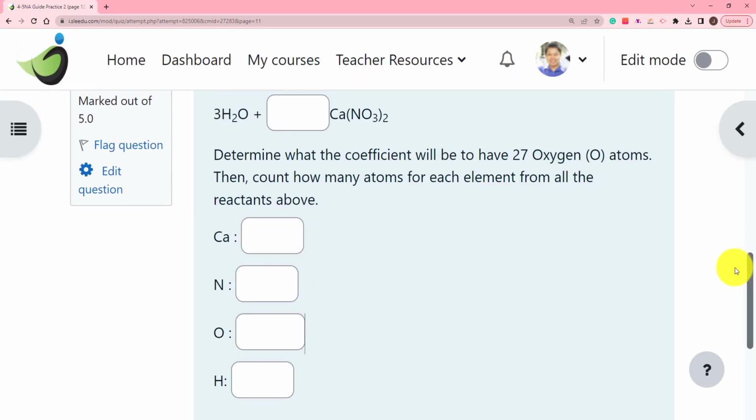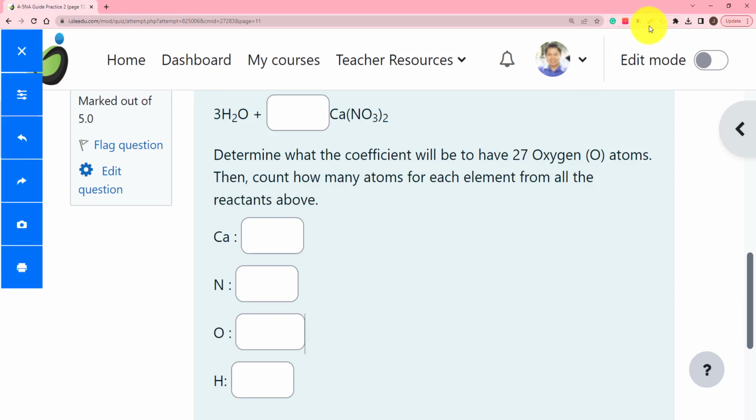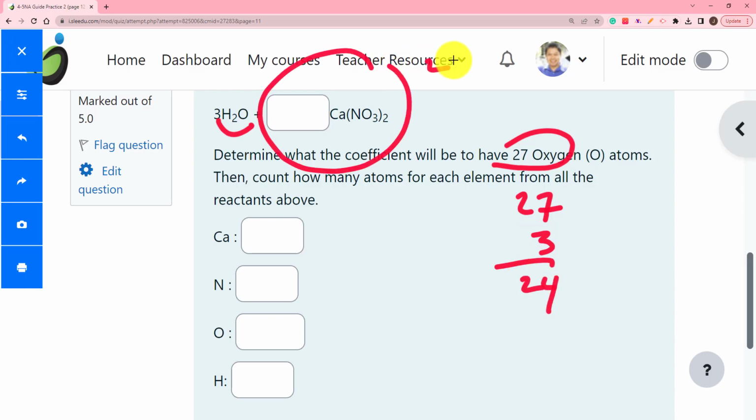So for number 12, we have 27 oxygen. Right here, we have 3 times 1, that's 3. So 27 minus 3 gives you 24. That means over here must have a total of 24, okay? So 2 times 3, that's 6. 6 times 1 will give us 24. And the answer is 4.